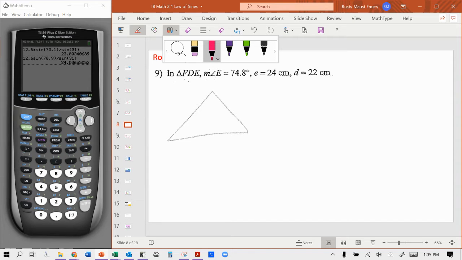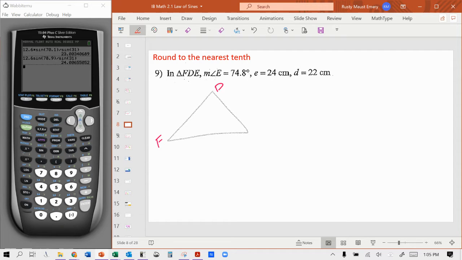So we have FDE, so we have F, D, and E. And again, just noticing the sides we're given, we have angle E, which is 74.8. We have side E, which should be opposite of the angle E. So 24 is over here, and side D, which is 22. So there's the setup. There's the information we know.